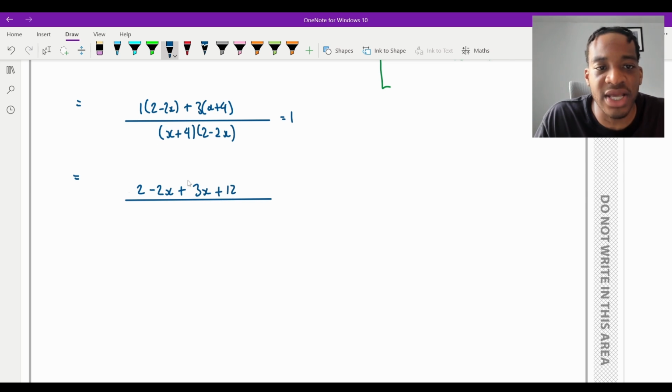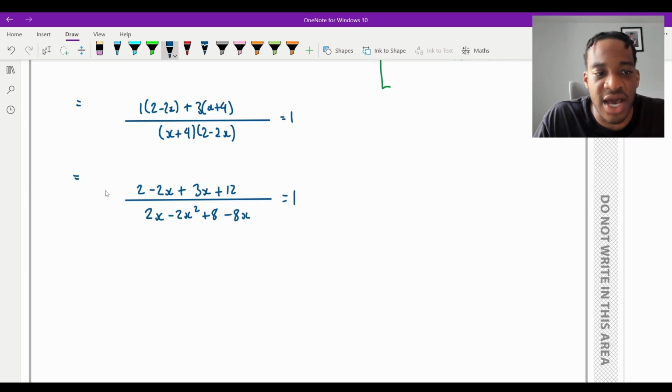And then on the denominator, I need to expand this. x times 2 is going to be 2x. x times minus 2x will be minus 2x squared. 4 times 2 is 8. 4 times minus 2x is minus 8x. And this is equal to 1, isn't it?